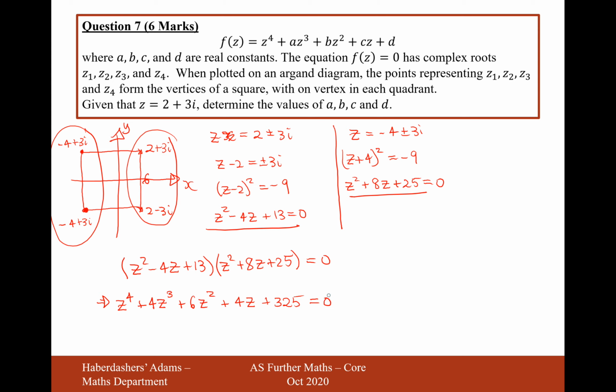And there we are, this is the answer for this question here. So A is equal to 4, B is equal to 6, C is equal to 4, and D is equal to 325. So there we are, that's the answer for question 7, and it's worth 6 marks.